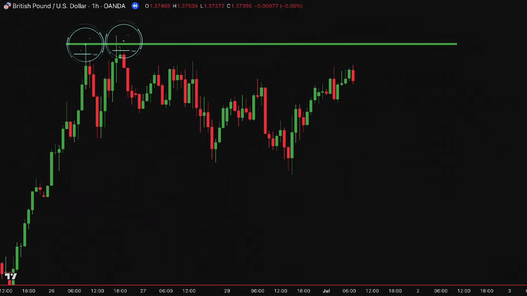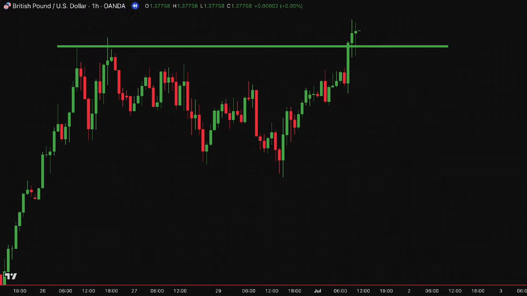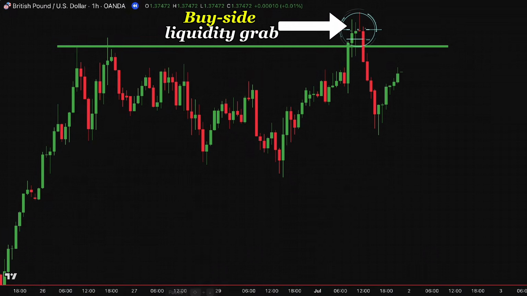In this chart, you can see a set of equal highs forming clear buy-side liquidity. Price sweeps above the old highs, activates the buy stops, and then drops sharply. Textbook buy-side liquidity collection.